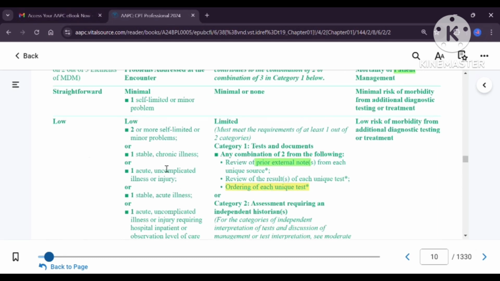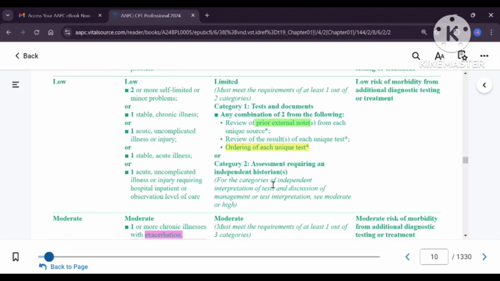And under low level of MDM, what are the amount and complexity of data to be reviewed and analyzed? There are 2 categories. First, we will check the category 2. Category 2 says that assessment requiring an independent historian. That means there is someone along with the patient who is telling about the patient's condition. For example, it can be the mother of a child. Child is the patient. Child is not in a state to explain his problems. So her or his mother is explaining about the patient's condition. In such a case, you can take it as a low level of MDM. And also, under the category 1, you can see that tests and documents, and there are 3 points there.